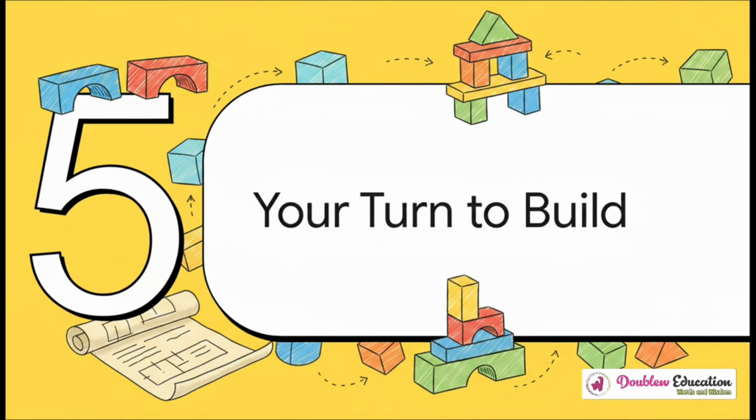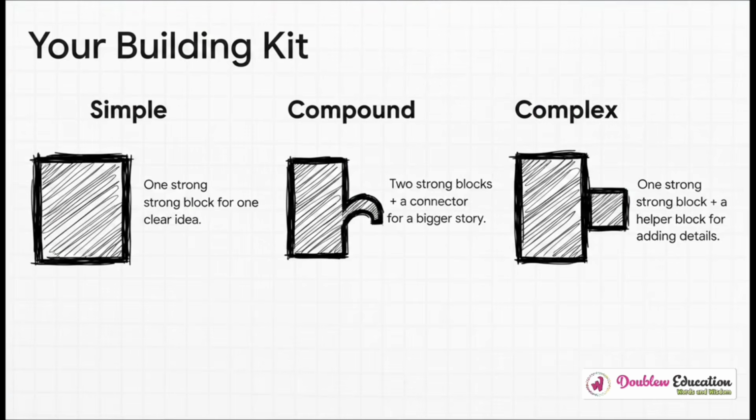So we've looked at the blueprints and we've handled all the different blocks. But you know what? The most important part of being a builder is what you're going to create next. So just remember these three basic designs in your building kit. A simple sentence for one clear, strong thought. A compound sentence to connect two big ideas. And a complex sentence when you want to add those interesting details. These are the start of every great story, every fun explanation, everything.